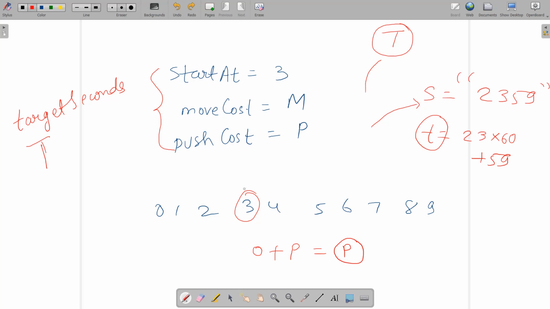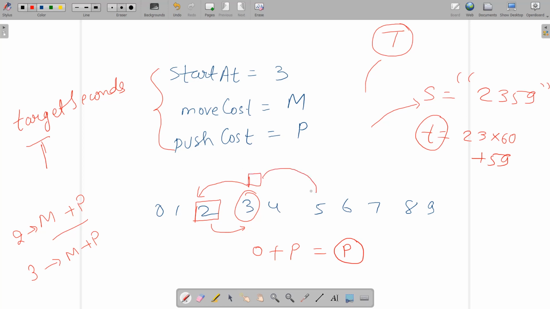If you are starting at 3, you are going to move to this 2. So it will cost you m, and when you are pressing the 2, it will cost you m plus p, for completing this 2. Your current position is this one. Now again you are trying to move to 3. In that case, to press this 3, it is move cost plus push cost. And the current position you are at is 3.